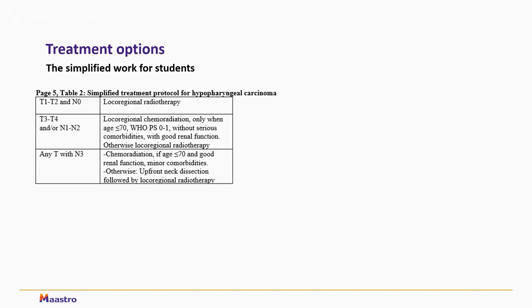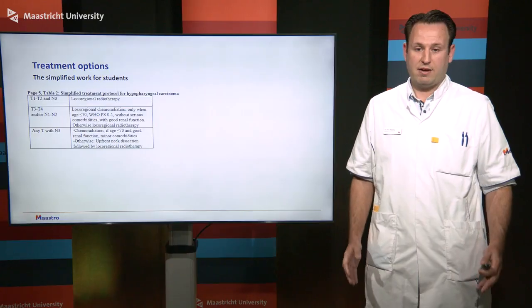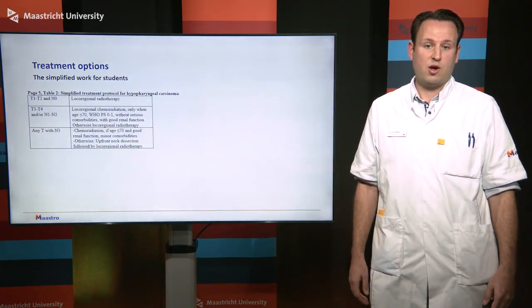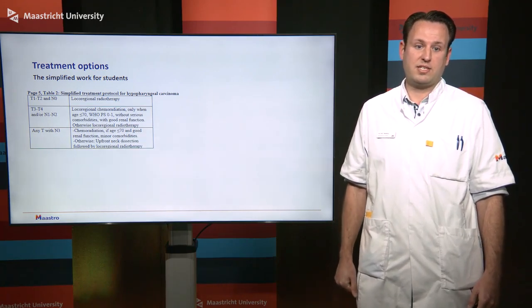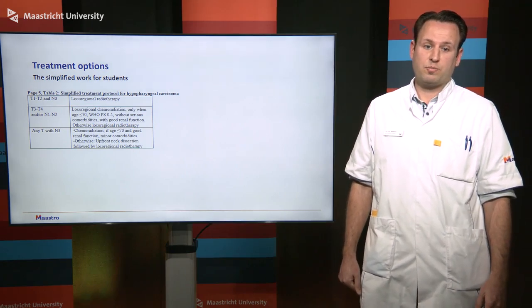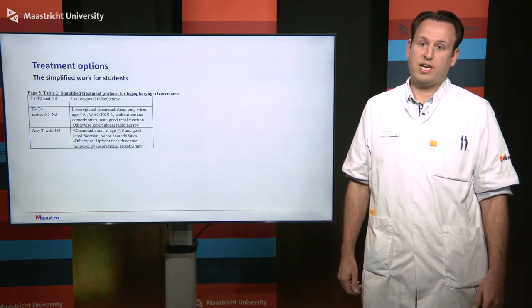Next step is to see which treatment options we have for this patient. And we have about 3 large groups of treatment. For the smaller tumors, like the T1 and the T2, without lymph node invasion, we have local regional radiotherapy as curative treatment options. If the tumor is a bit larger, or there is more invasion in surrounding tissue, or if we see lymph node metastases, so T3 to T4 or N1, N2, then we want to perform chemoradiation.